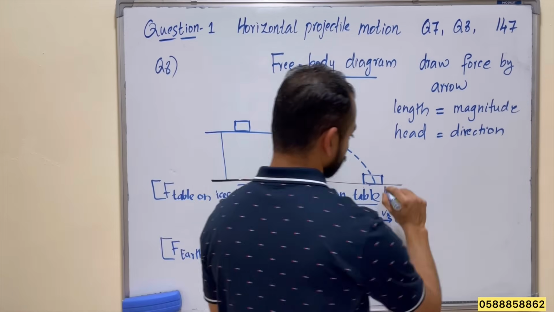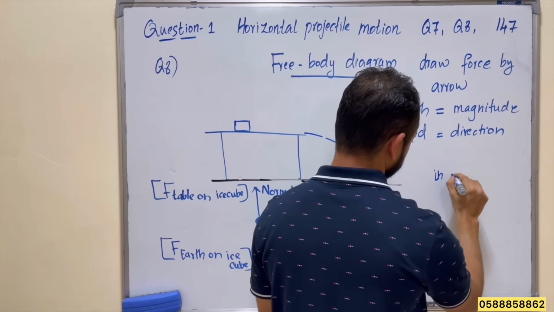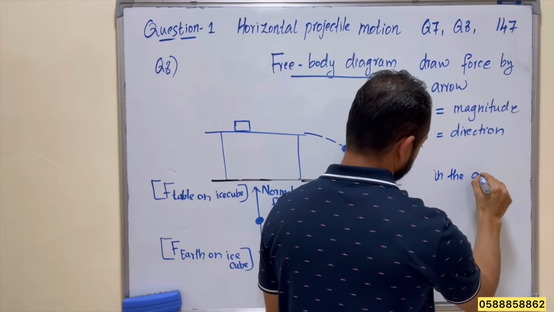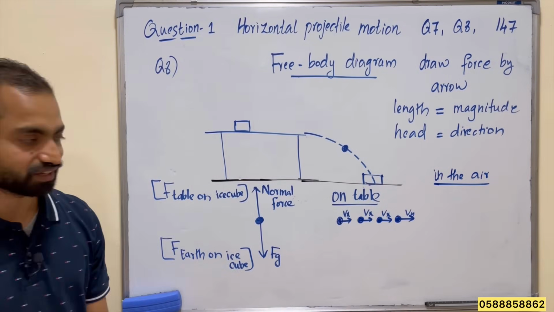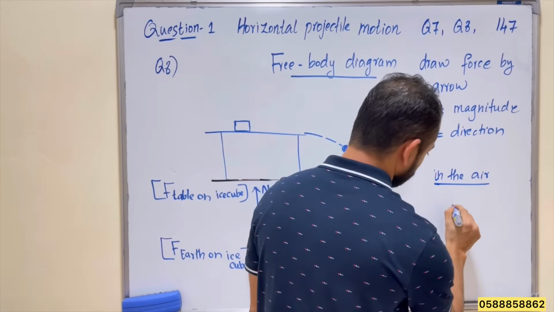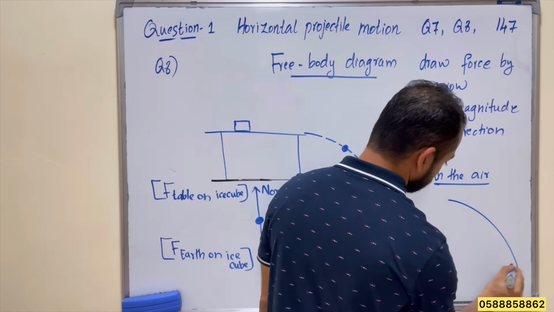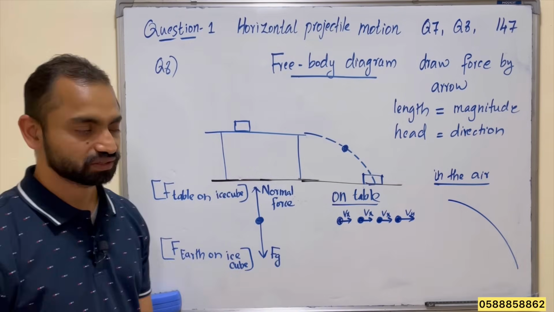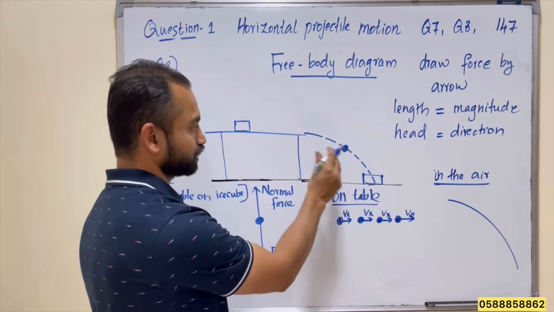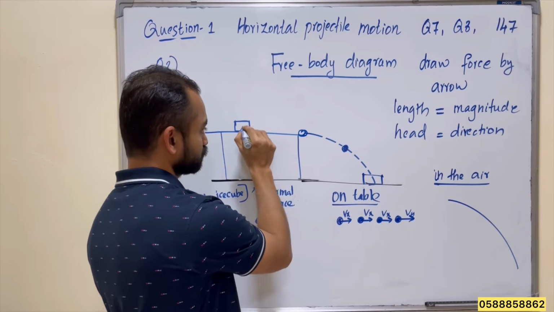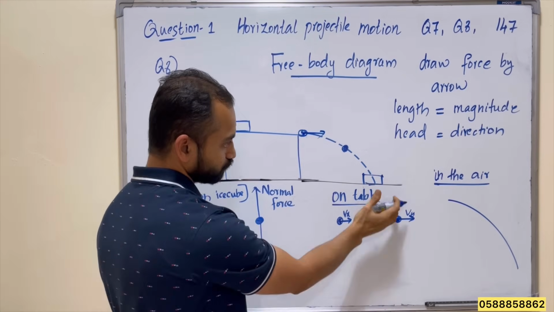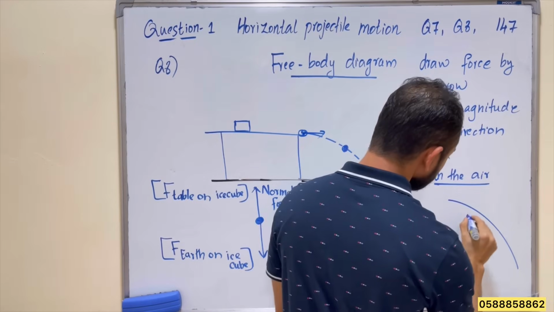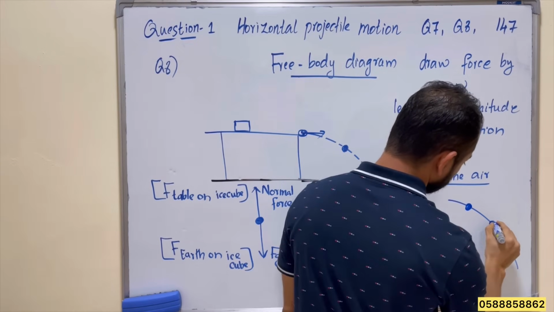Then while the ice cube is falling in the air, how do we draw it? In the air, it will follow a curved path like a projectile, right? It will have an initial velocity in the horizontal direction, so it will follow a curved path. So we will draw like 3 points here.